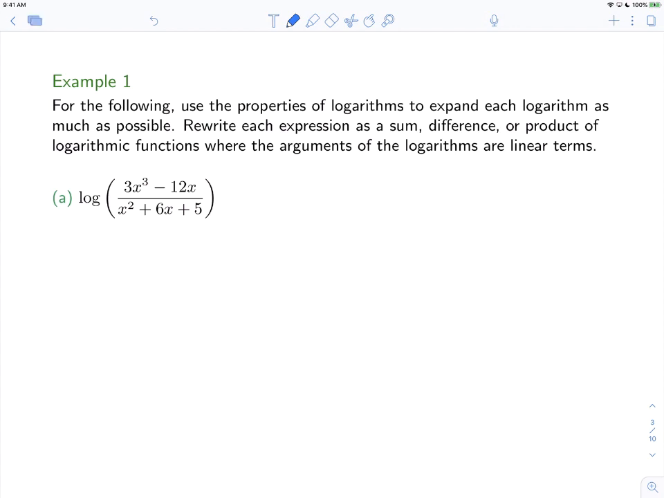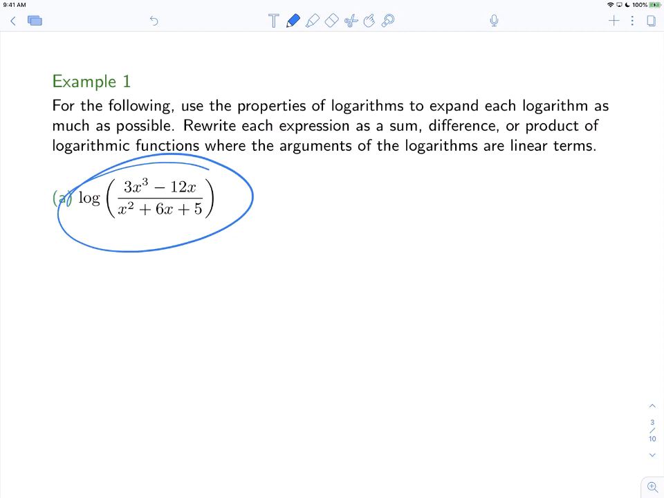Let's do some examples now where we make use of the properties of the logarithm. So example 1. For the following, use the properties of logarithms to expand each logarithm as much as possible. So you can see here we have a logarithm of a thing. But that thing is quite complicated. What we want to do is rewrite each expression as a sum, difference, or product of logarithmic functions where the arguments of the logarithms are all linear terms. So linear means degree 1, so it's an mx plus b kind of term. So we want to write all of our terms like that.